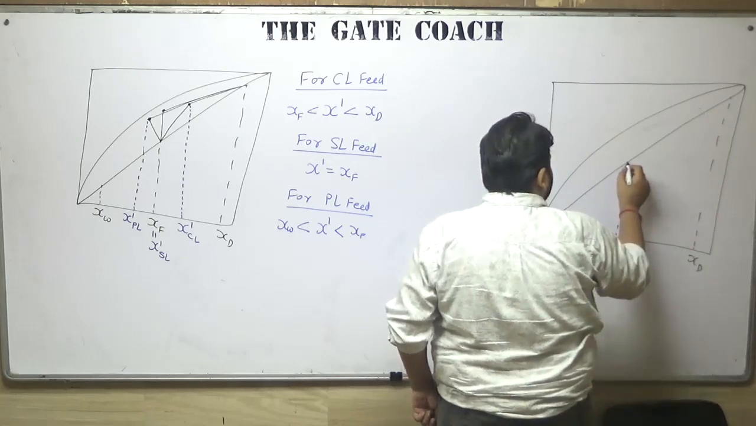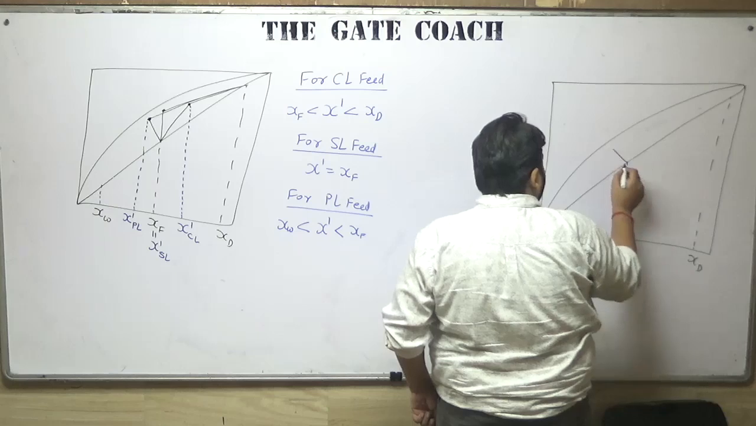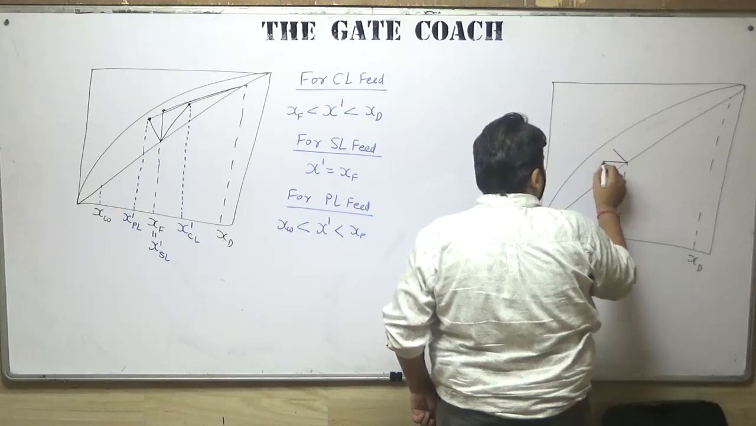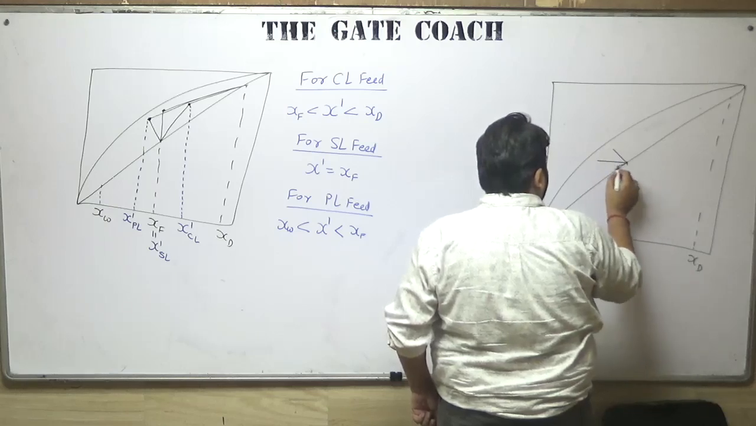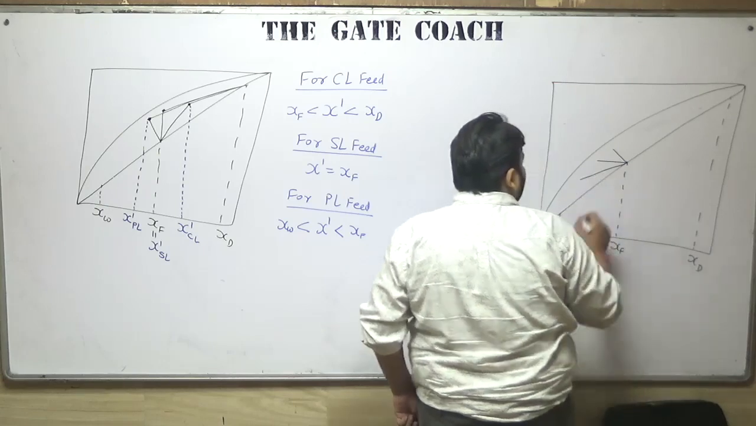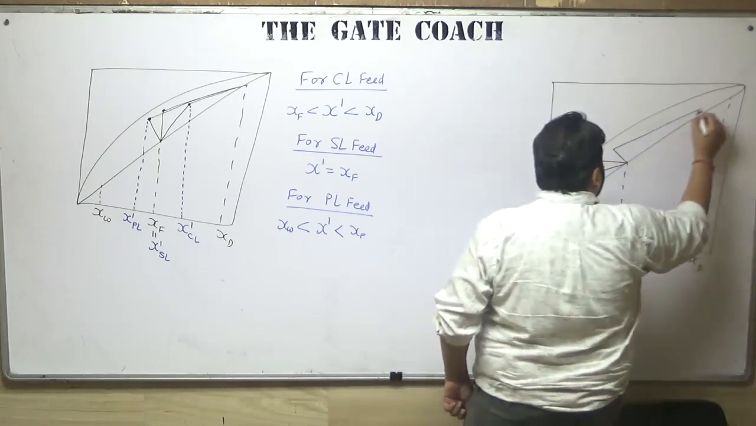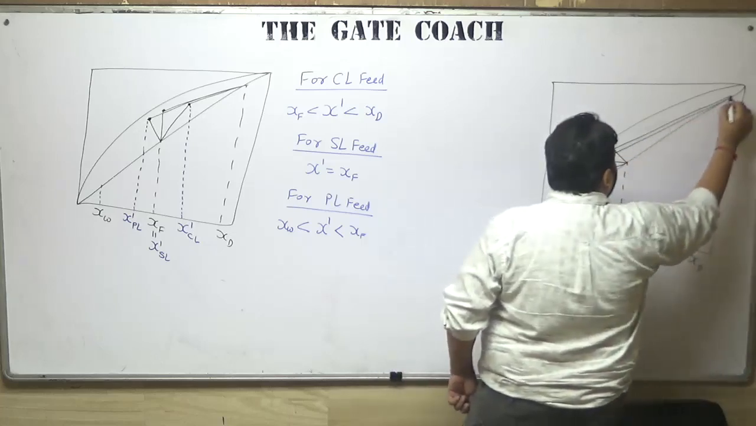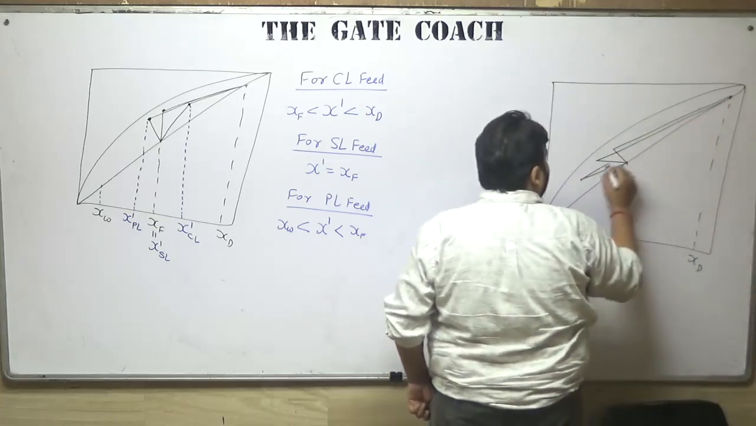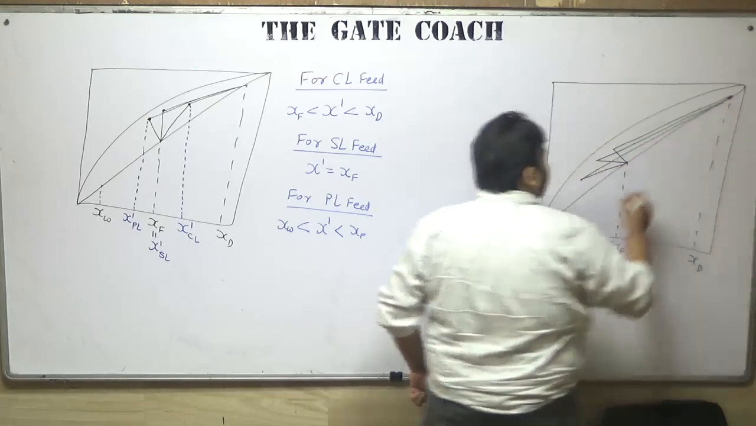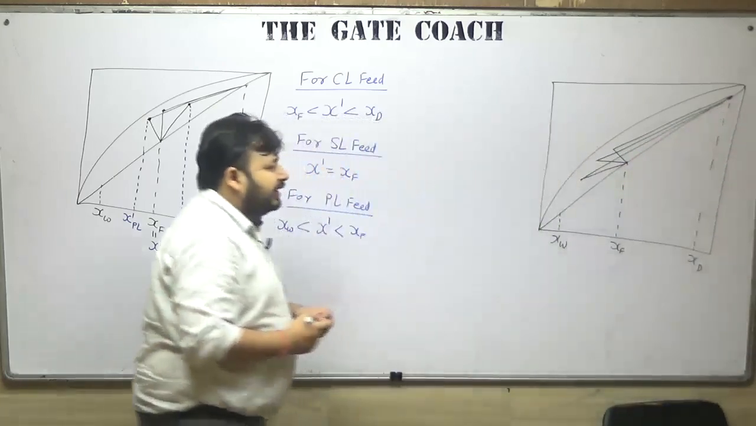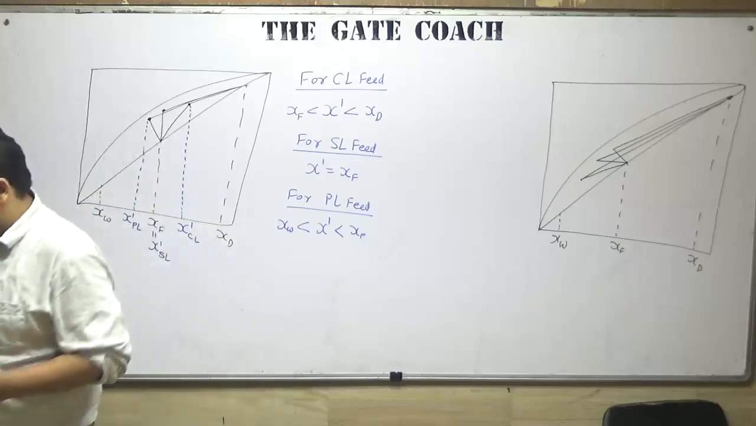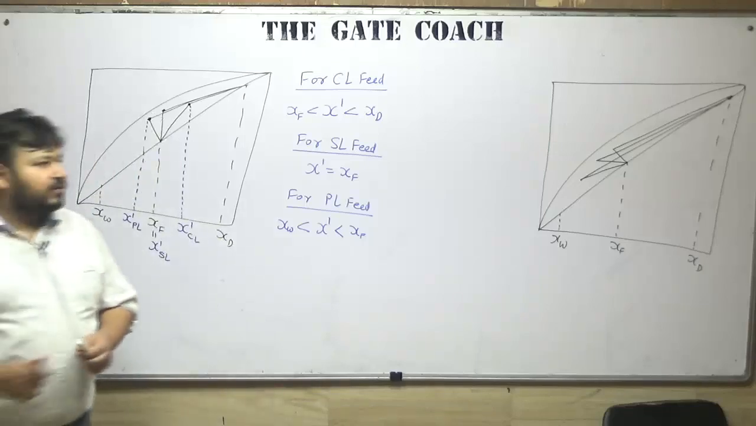Now, if the feed is partial vapor, this will be the feed line. Feed is saturated vapor, this will be the feed line. And feed is superheated vapor, this will be the feed line. So let us join them again with the XD point. So these are the three feed lines for the partial vapor, saturated vapor and superheated vapor.